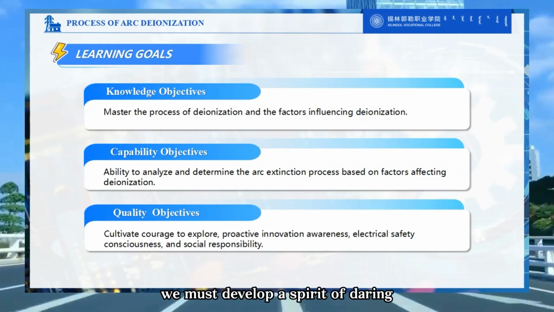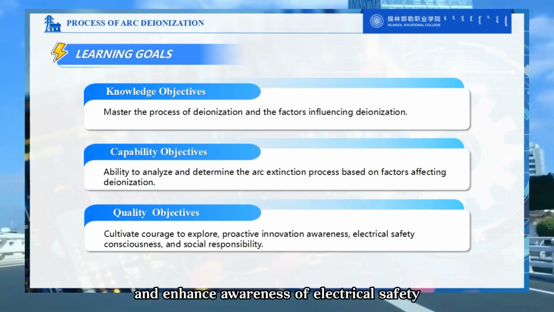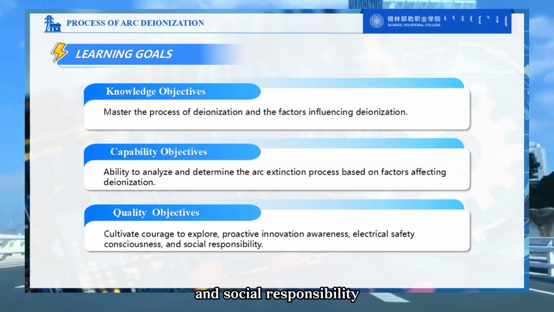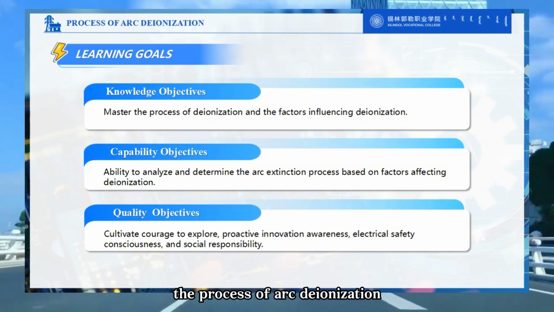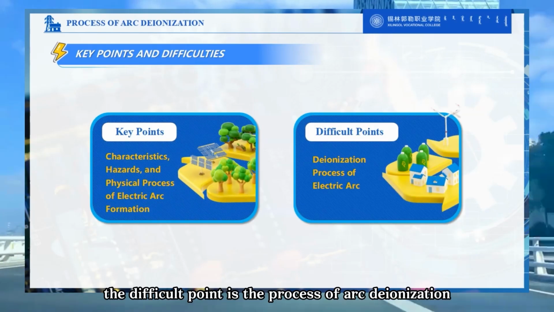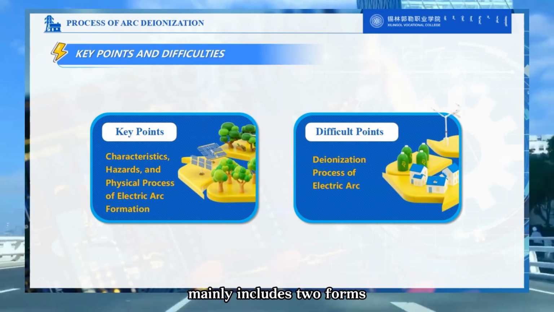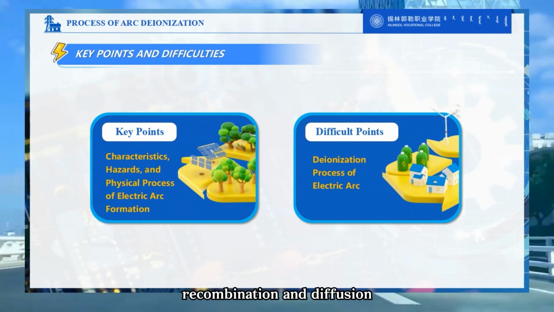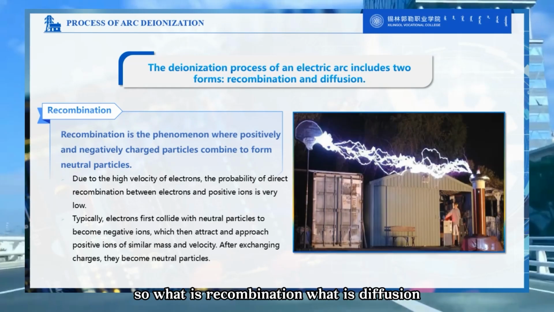Through learning, we must develop a spirit of daring to explore and actively innovate, and enhance awareness of electrical safety and social responsibility. The key points of this lesson are the process of arc deionization and the factors affecting deionization. The difficult point is the process of arc deionization. The deionization process of electric arcs mainly includes two forms, recombination and diffusion. So what is recombination? What is diffusion?